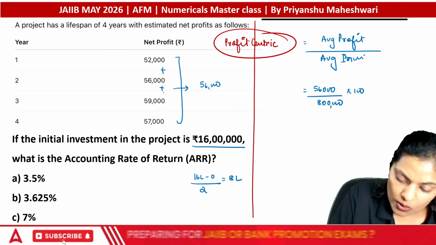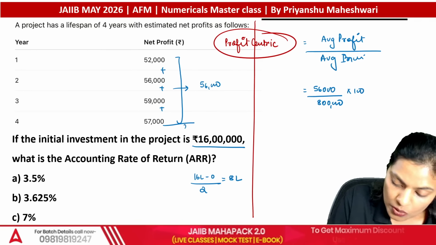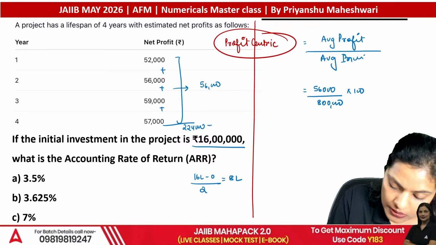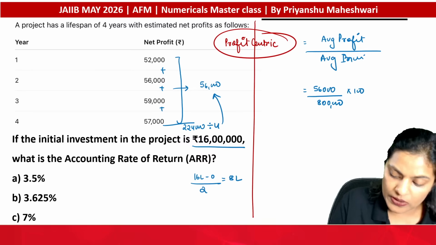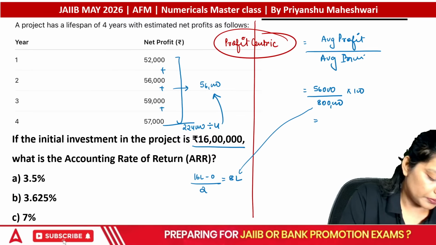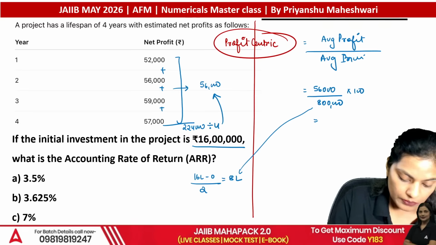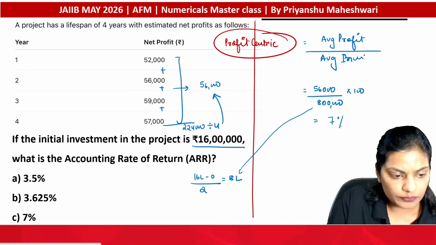I have added all of them, correct, and the total I have divided it by 4. So, 2,24,000 divided by 4 will give us 56,000. 7% we are getting, no?